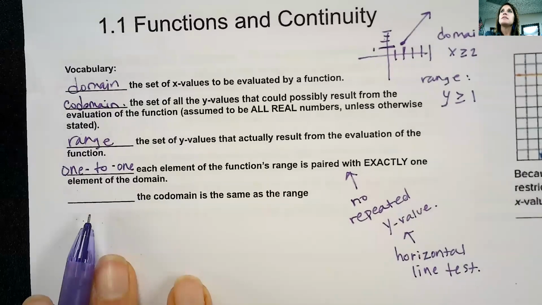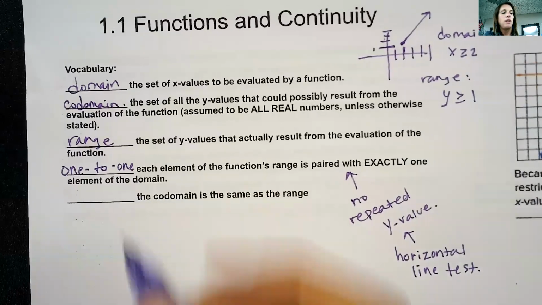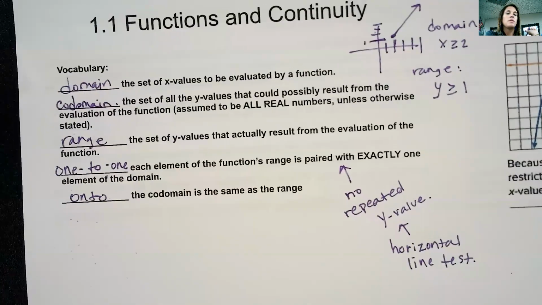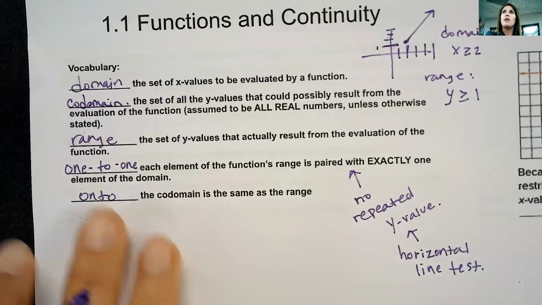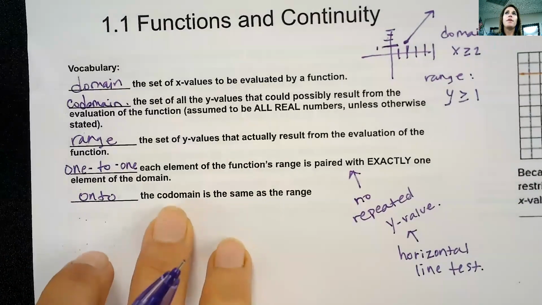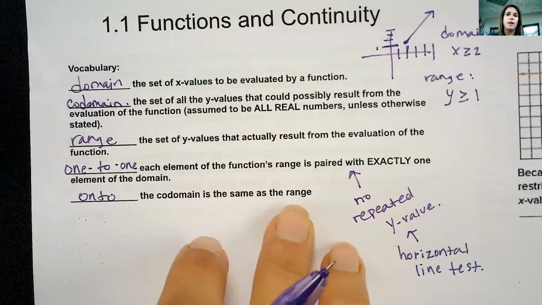Okay, and the very last vocabulary word blank that we're going to fill in is onto. A graph or function is considered onto if the codomain is the same as the range.